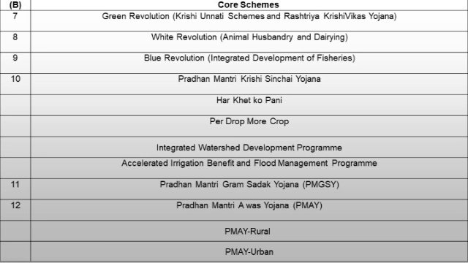Like Pradhan Mantri Krishi Sinchai Yojana has Har Khet Ko Pani, water to every field, and per drop more crop. This is for micro irrigation and integrated watershed development program, accelerated irrigation benefit and flood management program. You can refer to these individual schemes for more information.